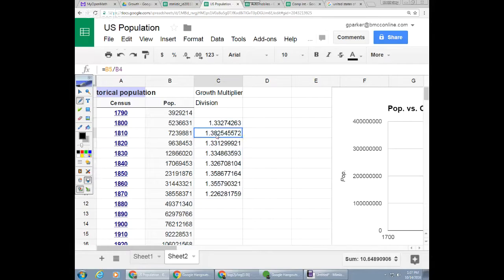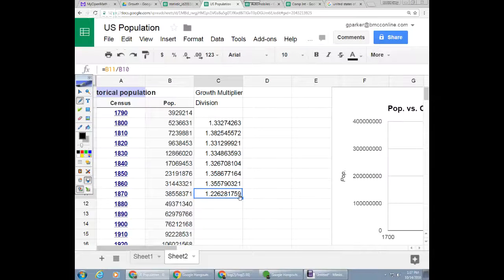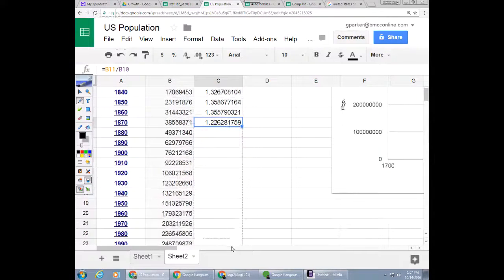So from 1800 to 1810, it looks like the country grew over that 10-year period at about 38%. And then at about 33% over the next 10-year period. Another 33%, 32%, 35%, 35%, 22%. Ooh, what was going on in that 10-year period? Civil War. Yeah, so we lost a lot of people in the Civil War. That was nasty. We're very lucky we weren't alive then.